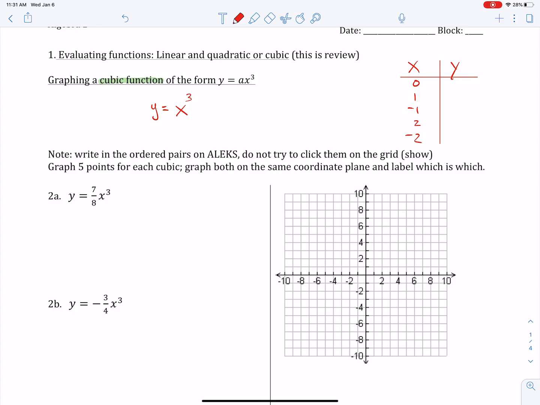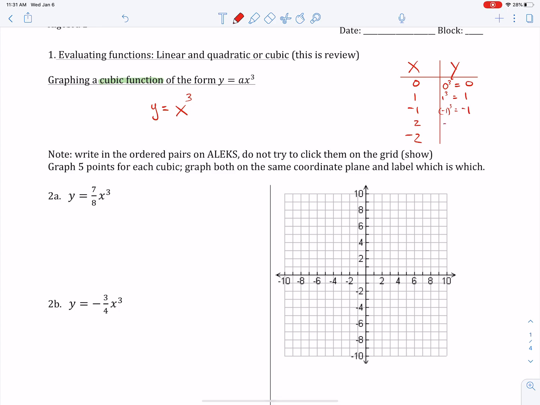So what we would get is 0 to the third power. And 0 to the third power is just 0 times 0 times 0, so that would just equal 0. So my coordinate point would be 0, 0. And then I would have 1 to the third power. Well, that's just 1 times 1 times 1, which is just 1. And then I'd have -1 to the third power. Well, that's -1 times -1, which is a positive 1, times a -1, which would give me -1.